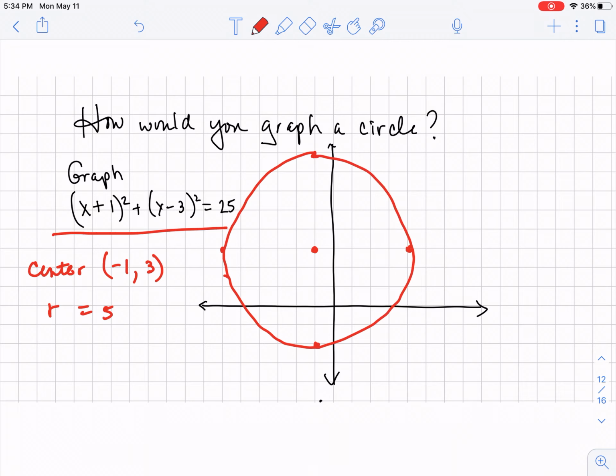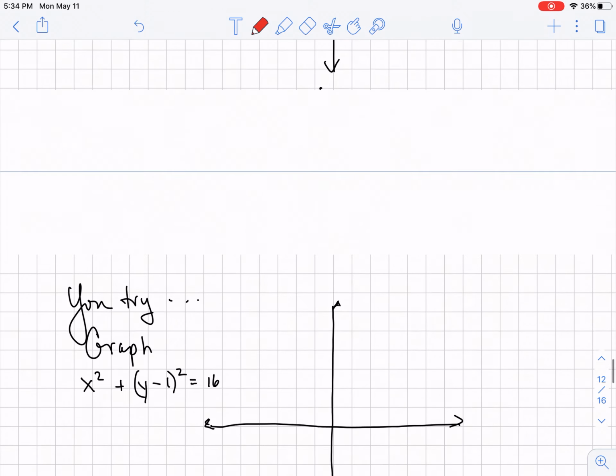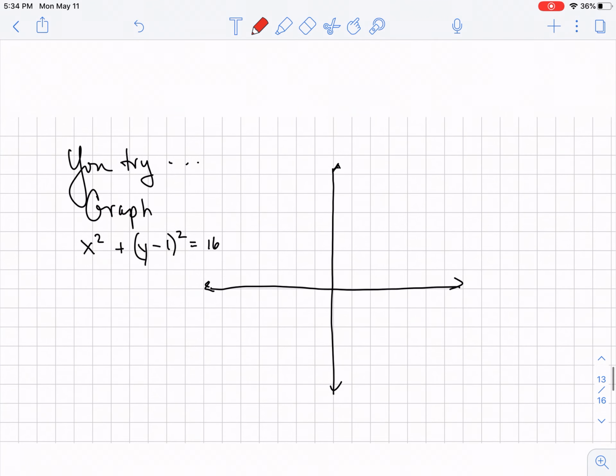And then draw your circle as best you can. It's harder than you think. All right, you guys give it a shot. Pause the video.